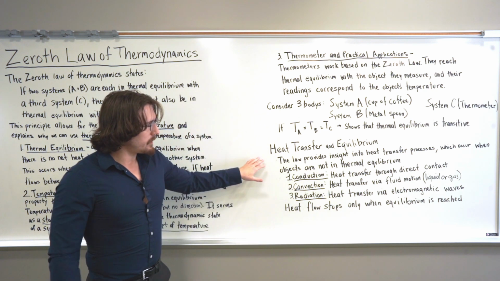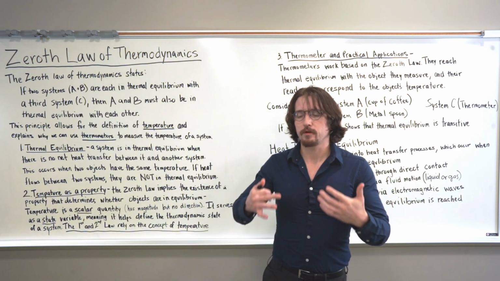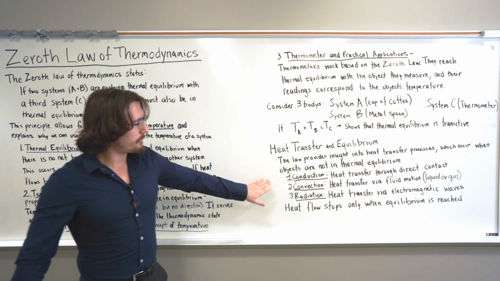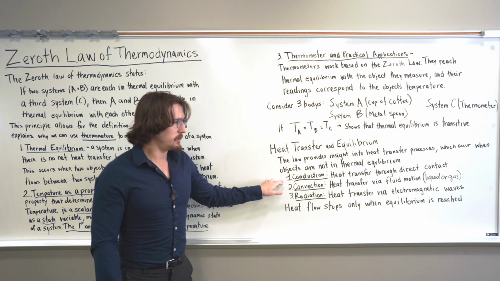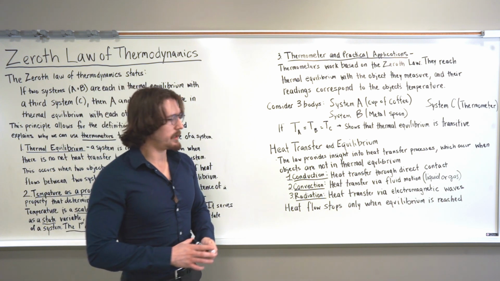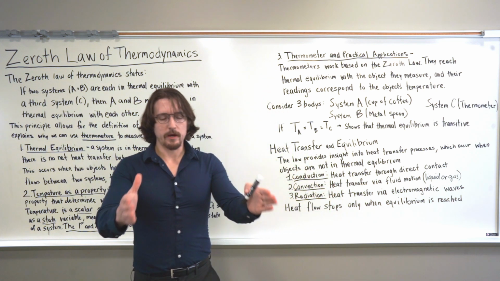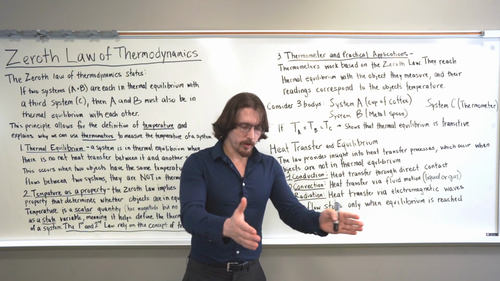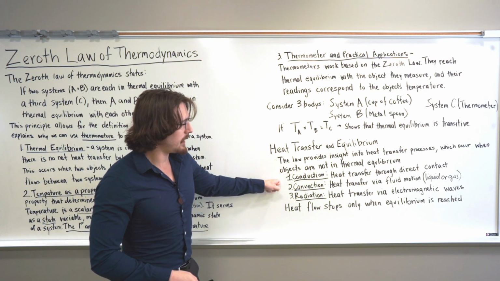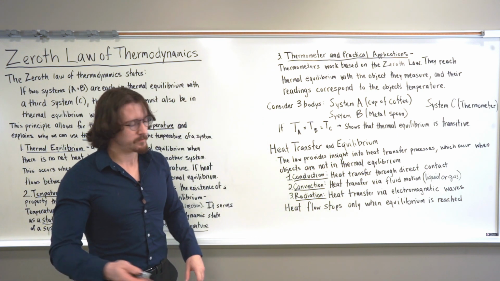Now, this law will also provide insight into different heat transfer processes. And there are three major ones that we really want to understand. The first of these is conduction. And conduction is heat transfer through direct contact. So imagine you have a hot stove and you have a metal pan. You want to cook something. You put it on the hot stove and the metal will heat because there is direct contact between the hot stove, which is at a higher temperature, and that cold metal. So there is a heat transfer.